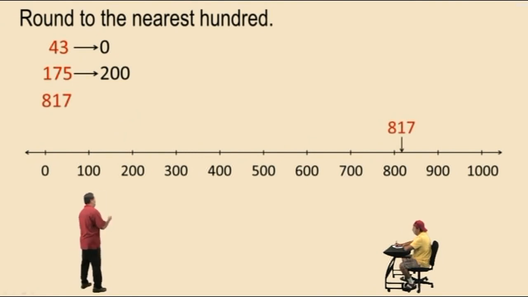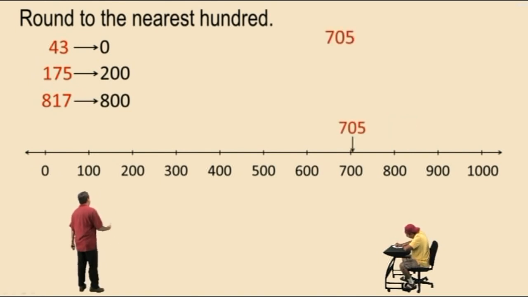Now 817 is in between 800 and 900, but it's closer to 800. You can see that on the number line. So 817 rounds to 800, that's the closest 100. 705. 705 is between 700 and 800. So the nearest 100 is 700. It's really close to 700, so 705 rounds to 700.